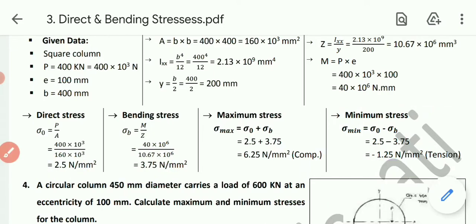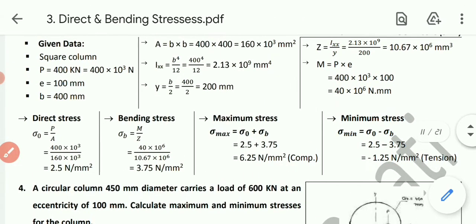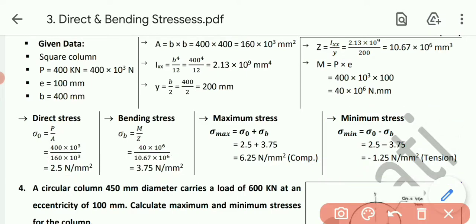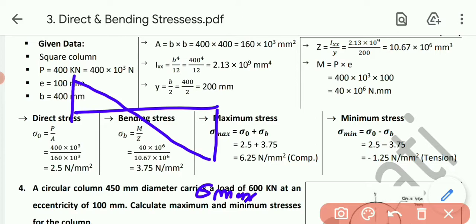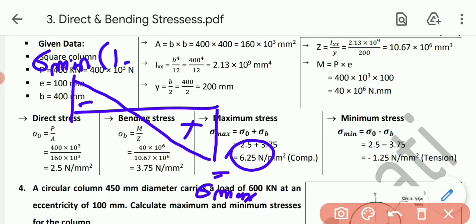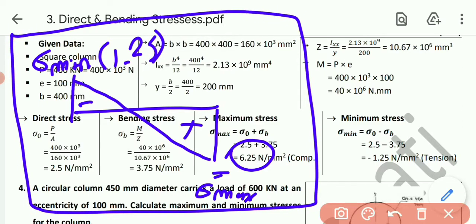Okay, so if I need to draw the diagram once again, they have not asked for a diagram, but I will draw the diagram over here to show you. See, this is the 0-0 line. At right hand side at B, sigma maximum will be there, which is positive, and at left hand side at A, sigma minimum will be negative. So this will be my diagram. Sigma maximum, that is 6.25, and over here sigma minimum, that is 1.25 Newton per mm square. So this will be my bending stress diagram if they have asked us to draw. But right now they have not asked, so no worries.